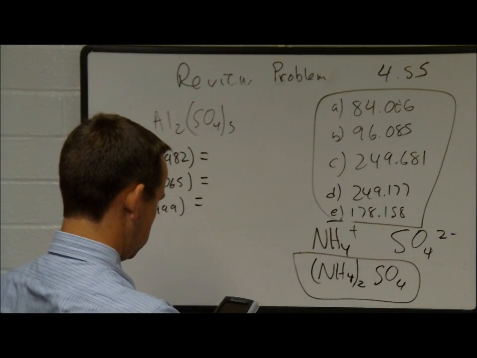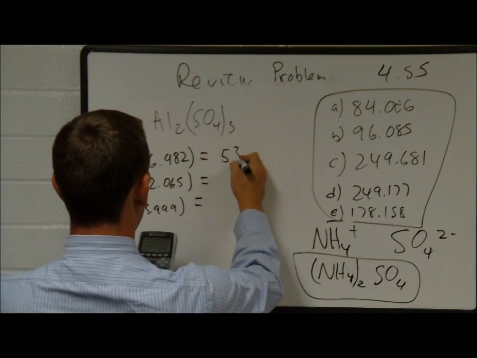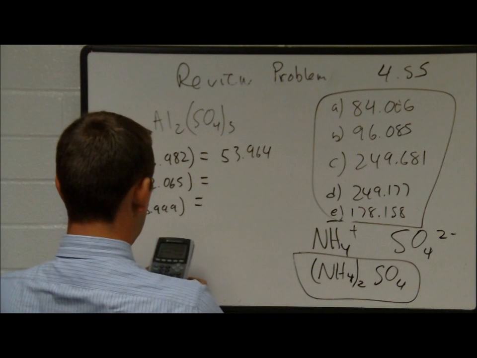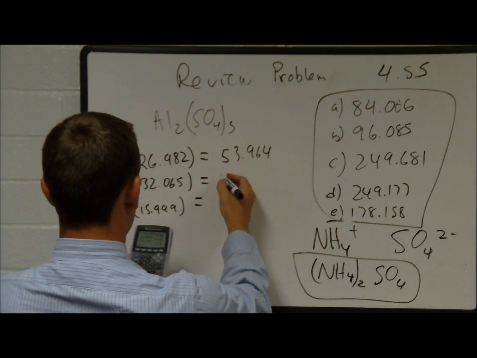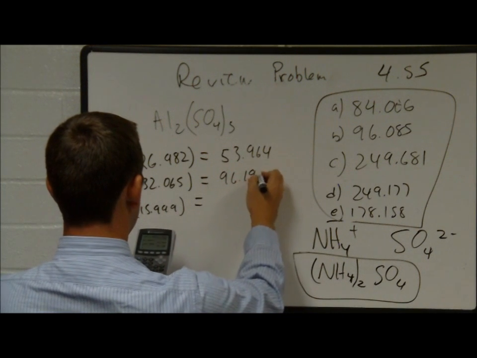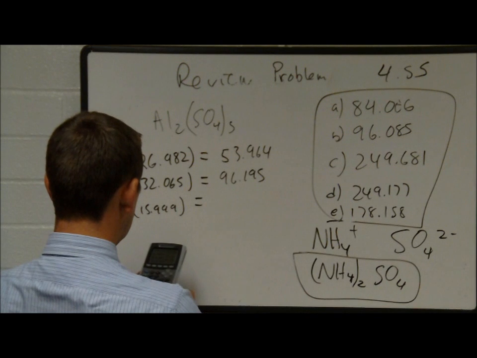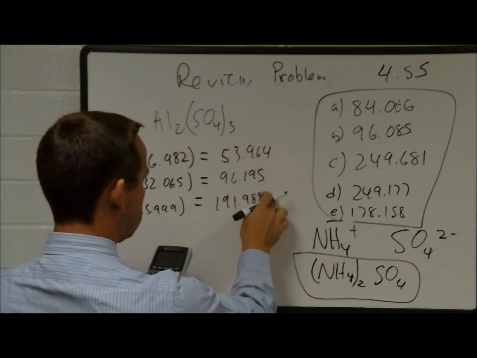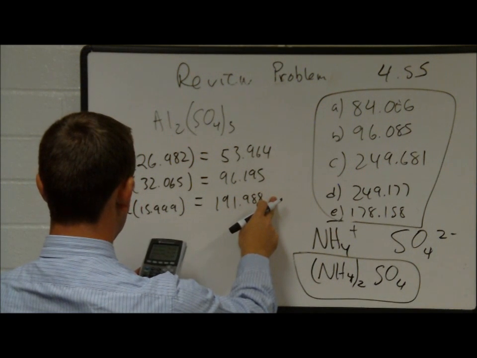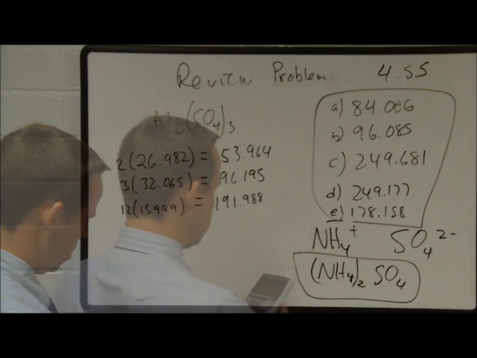26.982 times 2. 53.964. 3 times 32.065, 96.195. 12 times 15.999, 191.988. Well, there's my problem. What did I do? So it's 342.147.